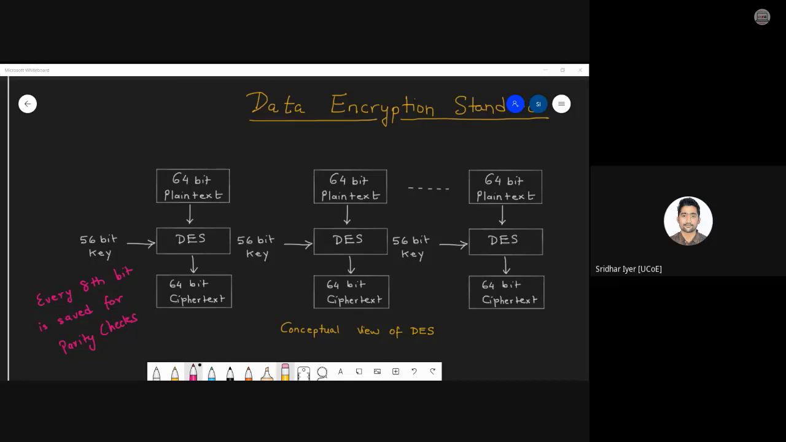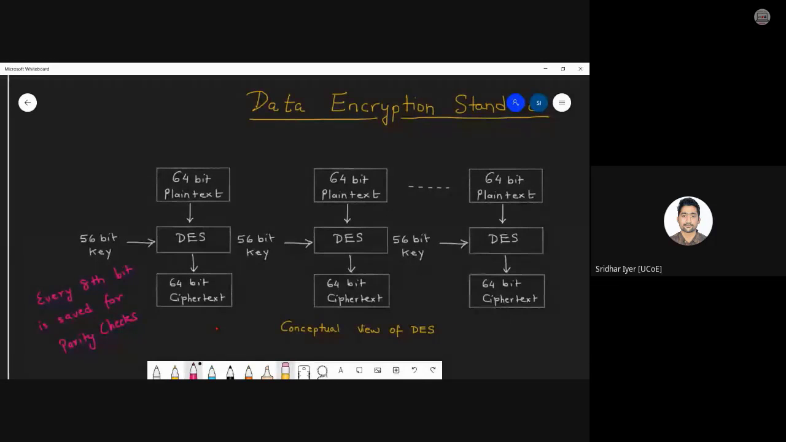Because we have 16 different rounds, and in each of the rounds it entirely changes. Although it has been cracked, at the time it was designed it was a really great algorithm, a really great cipher, which took a lot of years for the attackers to crack. So this is the conceptual view.